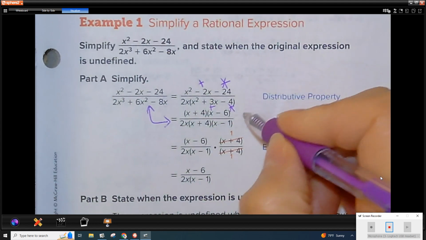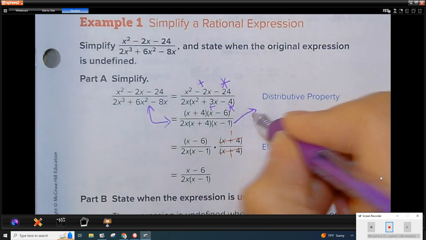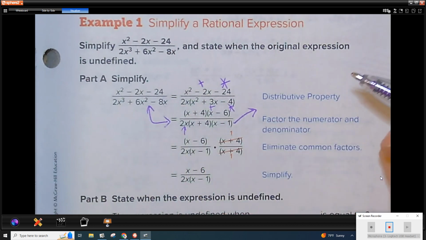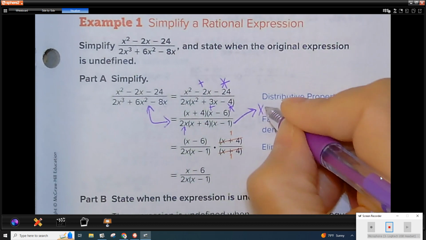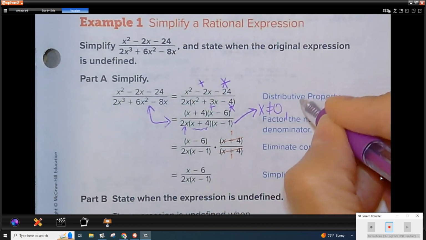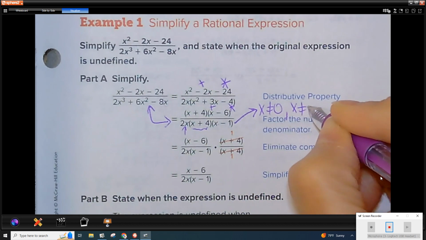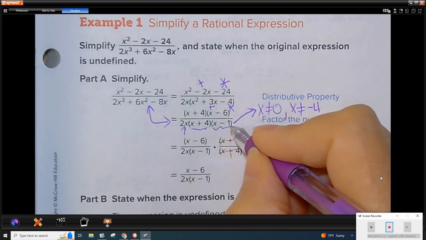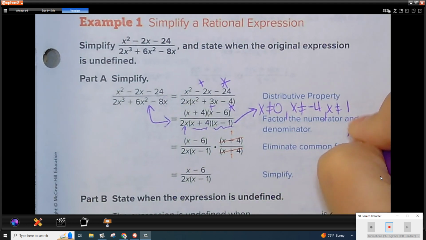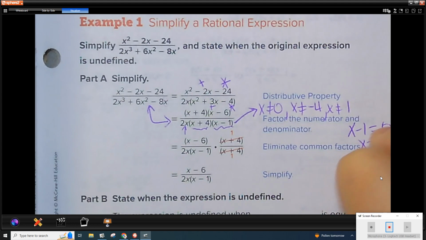So from this point right here, when there's a number in front, x can't be 0, because that would be 2 times 0, which would be 0. So x cannot be 0. This one, take the opposite. X cannot be negative 4. Or this one, x cannot be 1. Another way you could think of it is x minus 1 equals 0, so x equals 1. Okay.